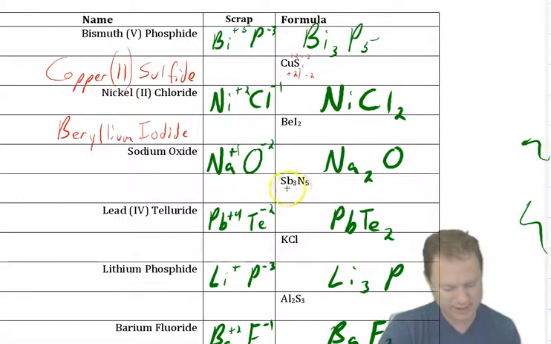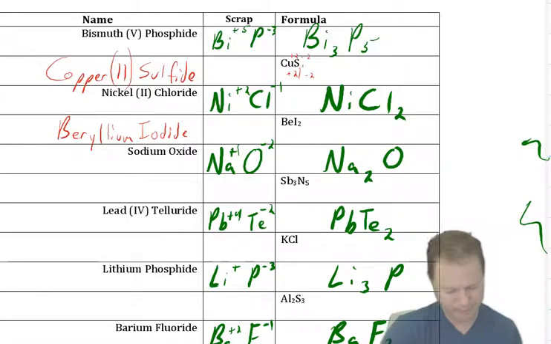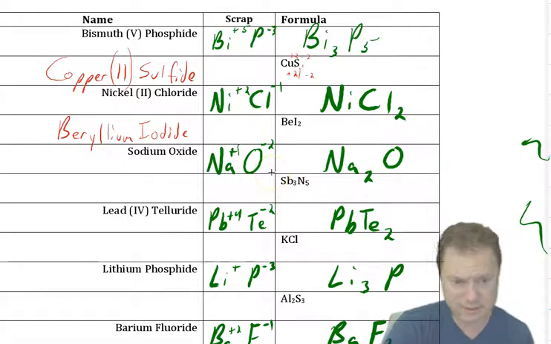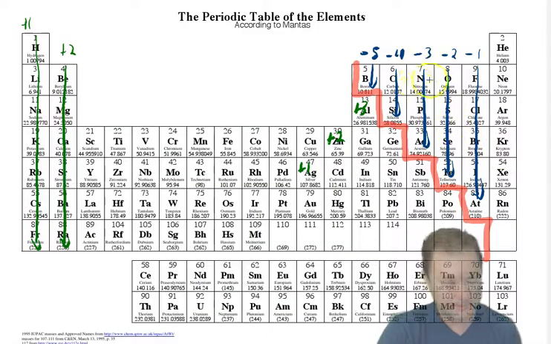Next one here is Sb, 3, and 5. You gotta say, does Sb need Roman numerals? Well, let's look. Sb is over here. It's called antimony, and it's not colored green. That means it needs Romans. It needs Roman numerals. Call it the stock method. So how do we do that? Think about it here. Well, I don't know anything about this side. I know there's 3 Sb's. That's all I know. Nitrogen I do know. Nitrogen's over here.